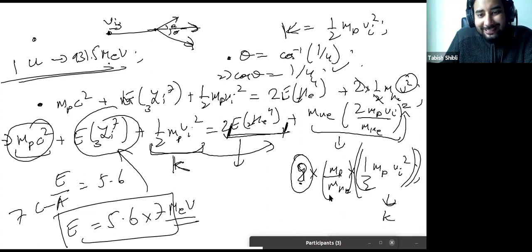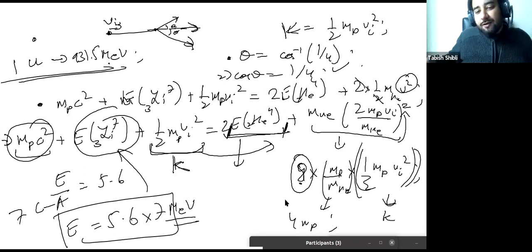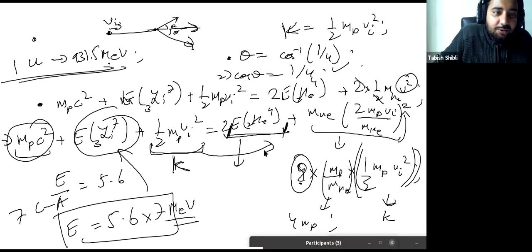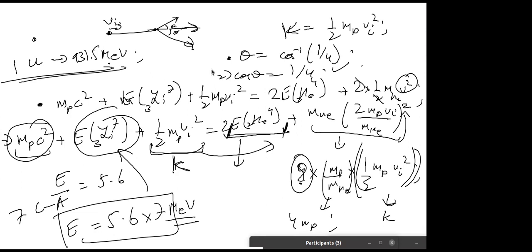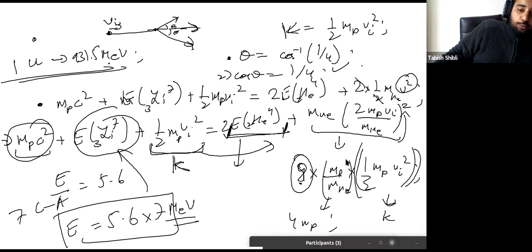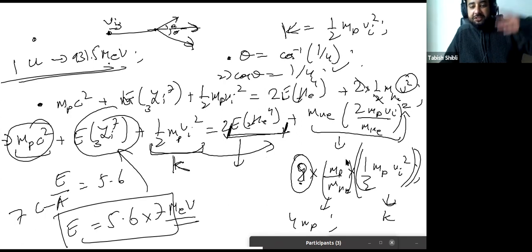All you need to remember is that helium is approximately 4 times the mass of the proton. So you can just put in four. Why is it just 4 times the mass of the proton? Because helium has two neutrons and two protons. The mass of neutron and mass of proton, we have said, are almost equal. So you can just put it as 4 m_p, and 8 by 4 is just 2.